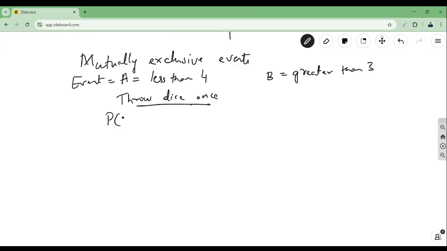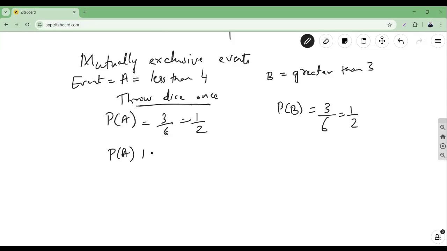So the probability of A, less than 4, means 1, 2, 3, right? So 3 over 6, which is nothing but 1/2. And the probability of B is what? Greater than 3, that means 4, 5, 6. The chosen possibilities are 3 and the total are 6, so it's 1/2. Now, when you add the mutually exclusive events, 1/2 plus 1/2 is equal to 1, right? It's going to be like that.